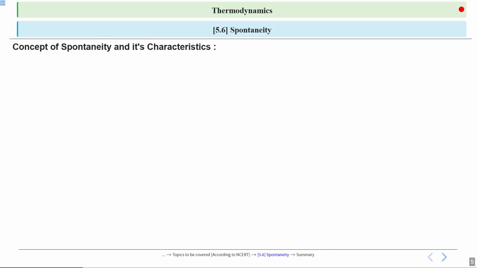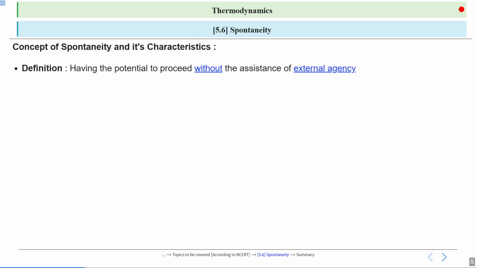First, we will try to understand what a spontaneous process is and how we decide whether a process being carried out is spontaneous or not. So for a reaction to be spontaneous, the definition is that it should proceed without the existence or assistance of an external agency. Now here is a small twist in this.